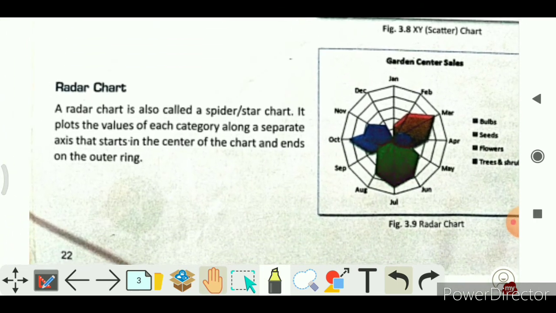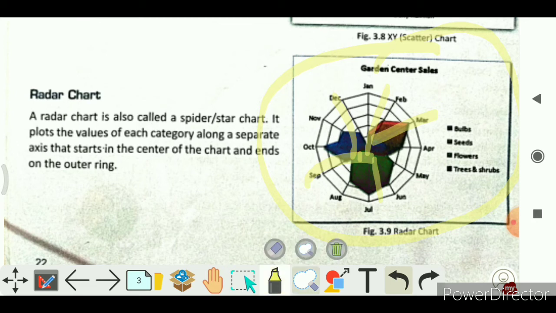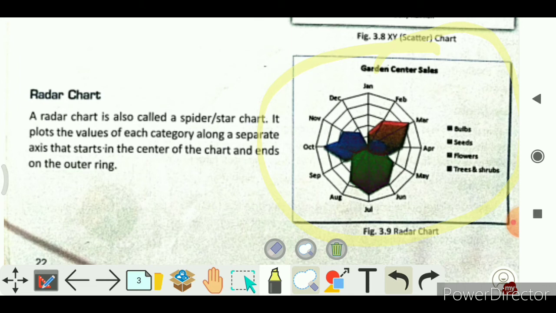Our next chart is the radar chart. It looks like a radar, that is why we name it the radar chart. Here you can see there are many axes, and each data is represented along these axes, right? That is why it looks like a web or radar, and by its representation it looks like a radar. That is why the name radar has been given, right?